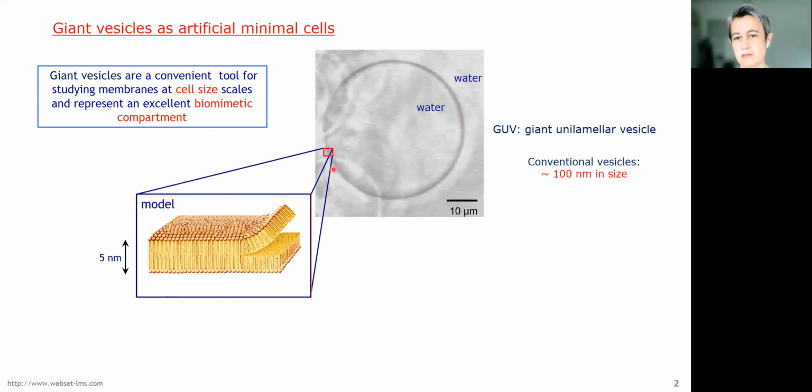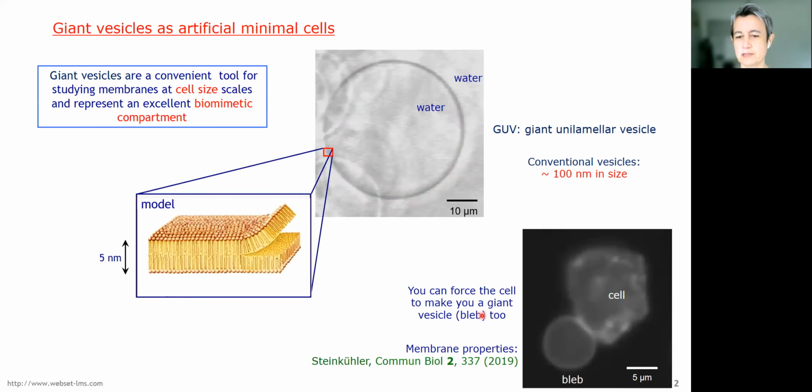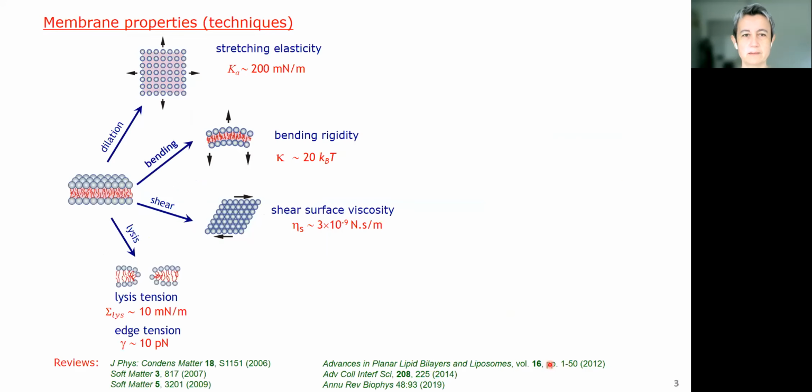We prepare them bottom up from lipids, but you can also force the cell to make you a giant vesicle. They're also called blebs, or giant plasma membrane vesicles. You do that by exposing the cells to a cocktail of chemicals. Then they produce these blebs, and you can harvest them. You're going to be surprised that the mechanical properties of these blebs are very close to those measured on model giant vesicles made out of lipids, suggesting that the lipid bilayer is the one defining the mechanics and the major properties of the plasma membrane.